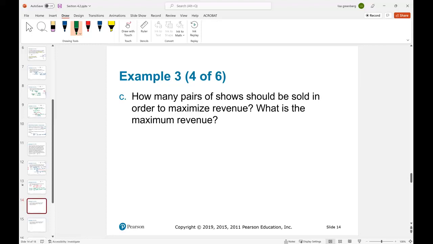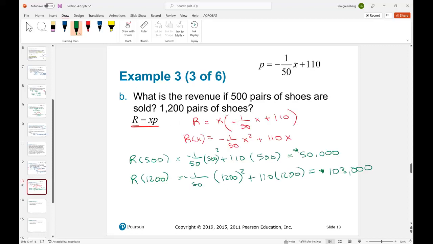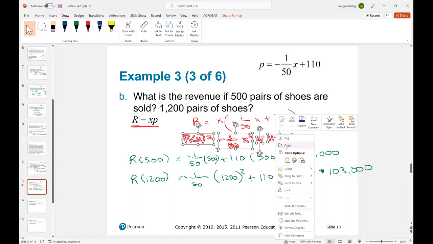How many pair of shoes should be sold in order to maximize revenue? So if I want to maximize revenue, I have to use my revenue formula, which is this right here. Hopefully I grabbed it all. Let's see.